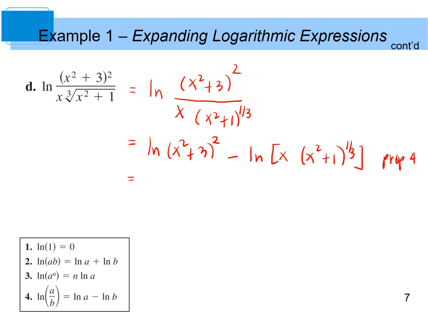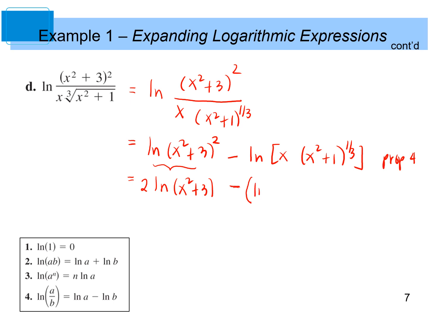Next, for the first term, we have a power. So using property 3, wherein we can make the exponent a coefficient, we have 2 multiplied to the ln of x squared plus 3. Minus, the next term consists of a product. So we will be using property 2, but we have to make sure that we enclose this in a parenthesis so that we can distribute the minus here.